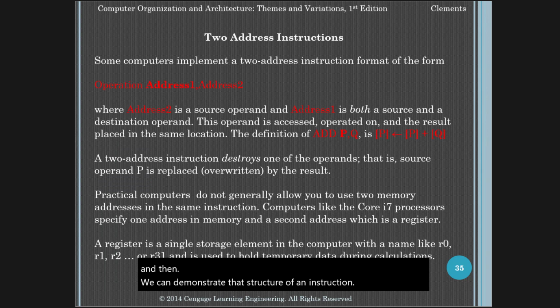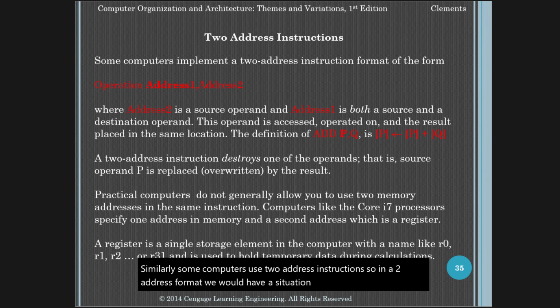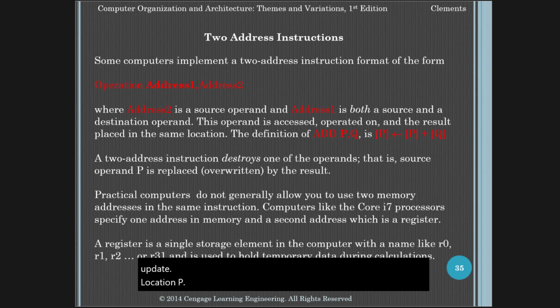Similarly, some computers use 2-address instructions. So in a 2-address format, we would have a situation where, in this case, address 2 is our source operand, and address 1 is both a source and a destination, right? So this is pretty similar to when we want to take a value, add something to it, and put it back into the exact same value. So we can see that location P and location Q added together, and then update location P. Right? This ultimately ends up destroying one of the operands, right? The source operand P is overwritten by the result.